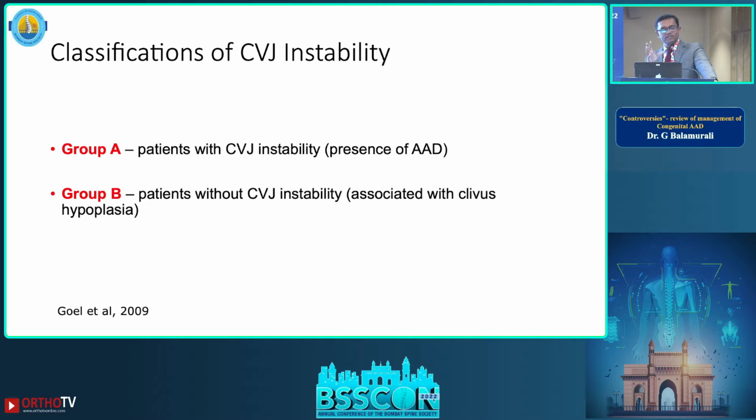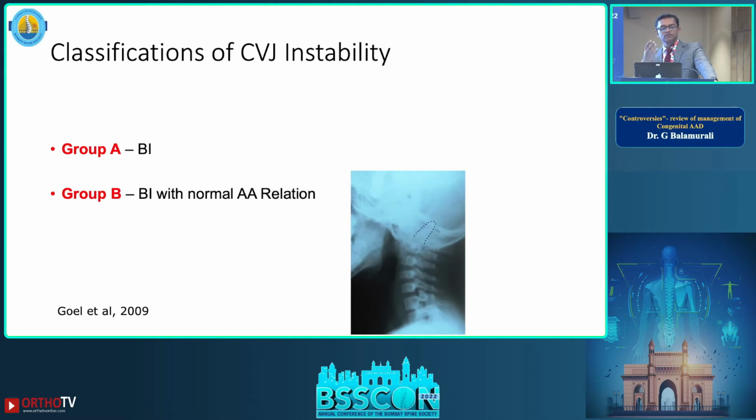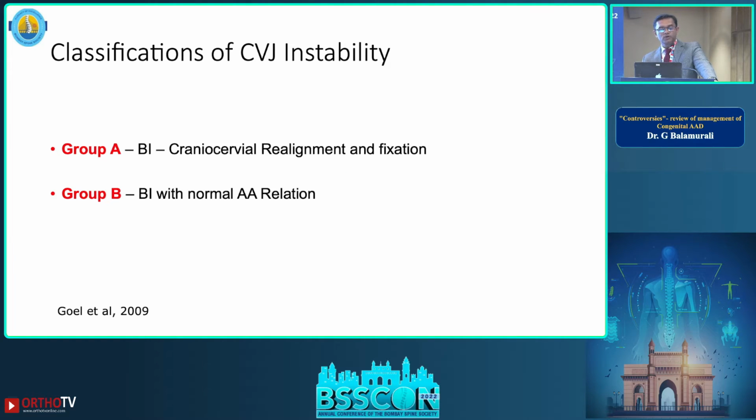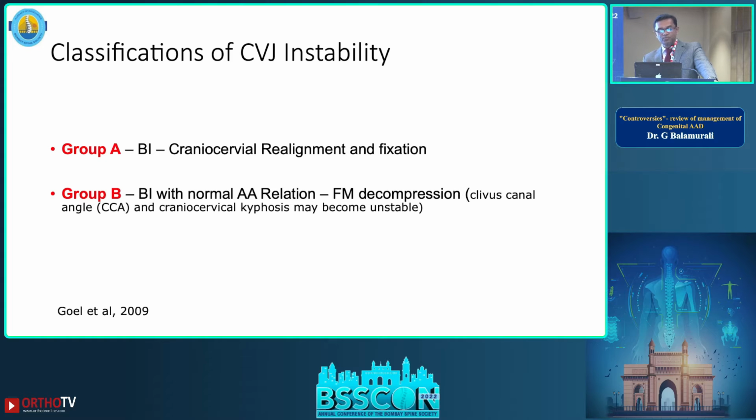Professor Goel initially classified this into group A and B, where group A is people with instability and group B those without instability. Why this is important is that group A have invariably basilar invagination, and group B can still have basilar invagination, but they have a normal atlantoaxial relationship. That is why it's very important to understand, because your treatment for group A is going to be an occipitocervical realignment and fixation, whereas in group B you can simply do a foramen magnum decompression.